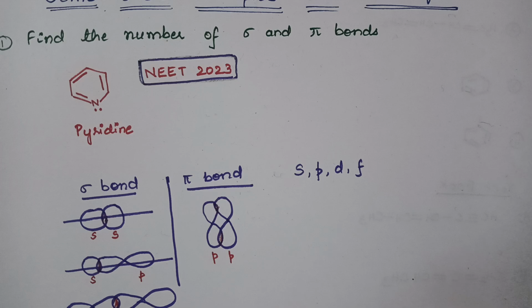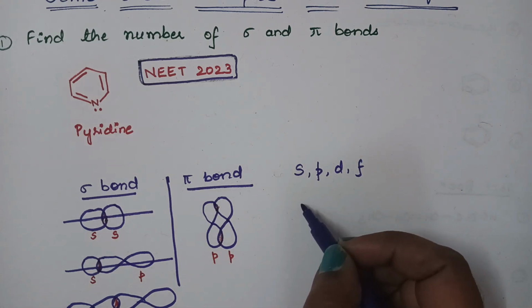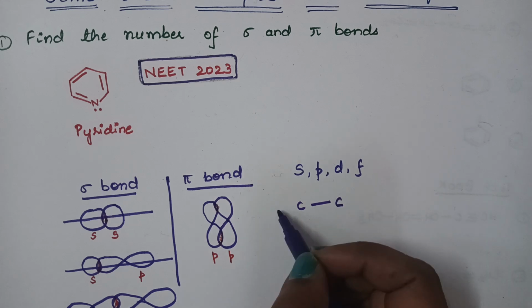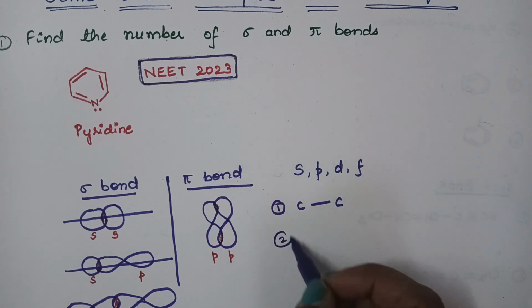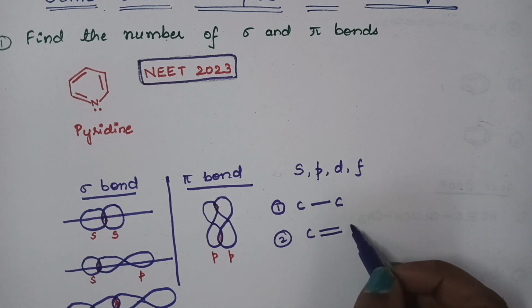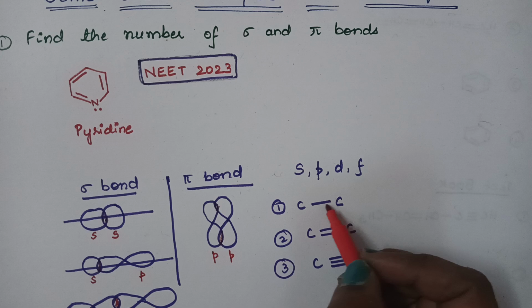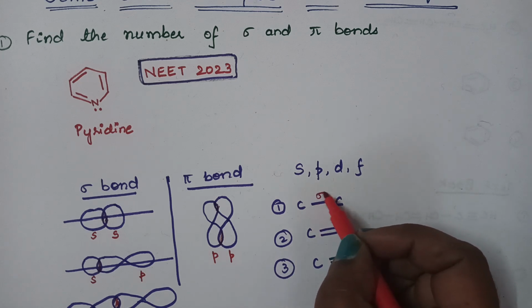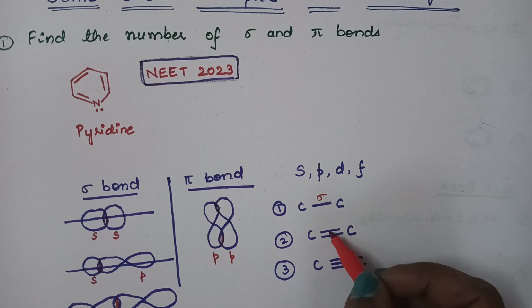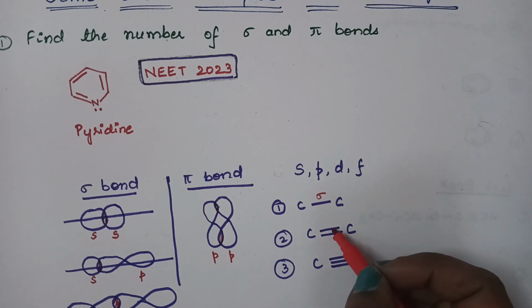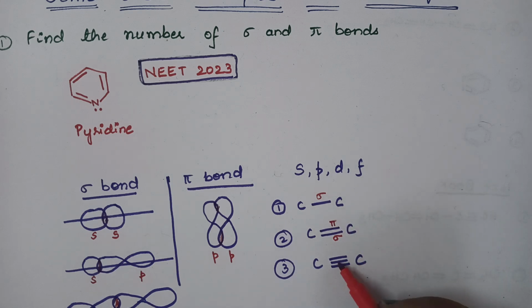So students, between carbon atoms, you can see a single bond will be present. Second, between carbon atoms, you can see a double bond present. And between carbon atoms you can see a triple bond present. Here, if only a single bond is present, it is called a sigma bond. If a double bond is present, one will be a sigma bond and another will be a pi bond. If a triple bond is there, one will be a sigma bond, the second will be a pi bond, and the third will be a pi bond.